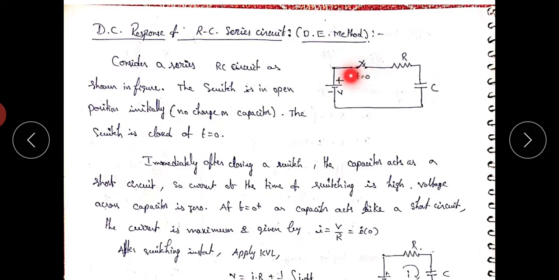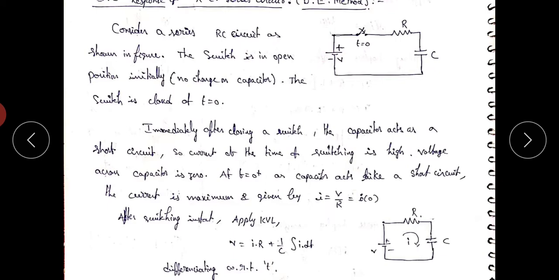Here this is the switch. Initially the switch is at open position and the switch is closed at t equals to 0. The downward arrow mark indicates the switch is closed at t equals to 0. Immediately after closing the switch, the capacitor acts as a short circuit. It means initially the voltage across the capacitor equals 0. If the voltage across any element equals 0, it can be treated as a short circuit.